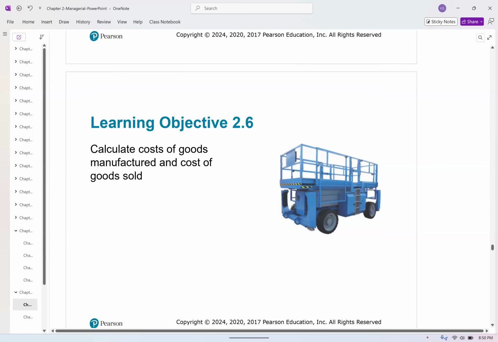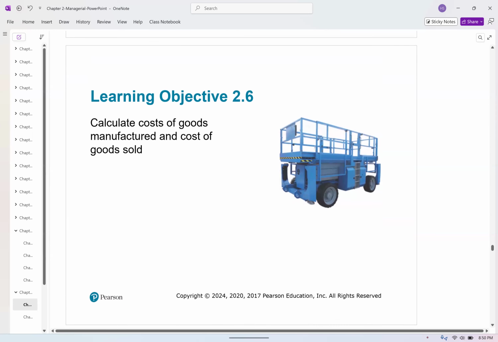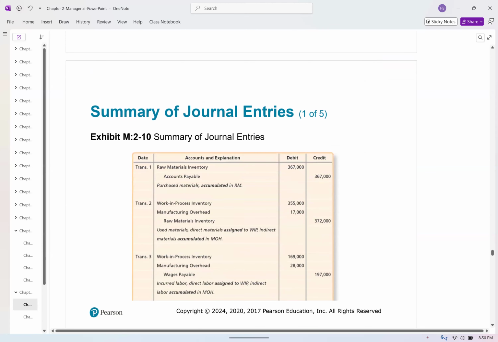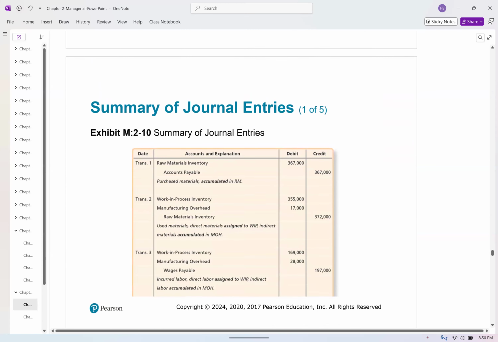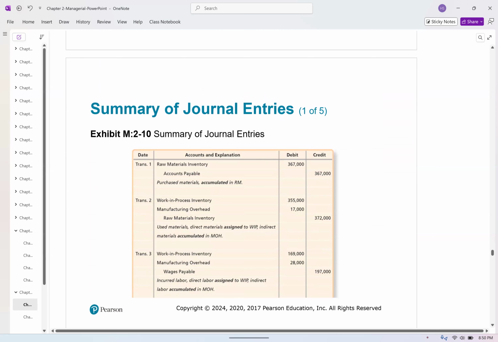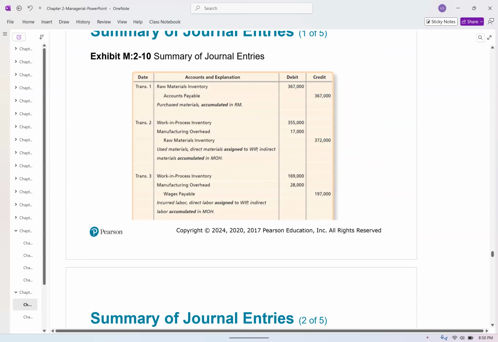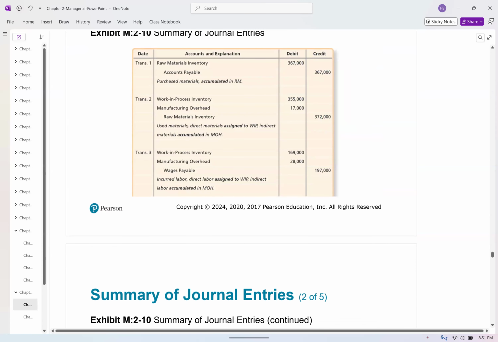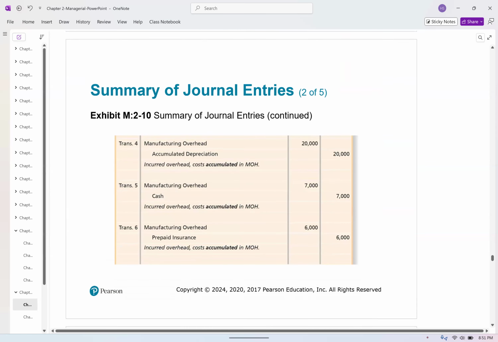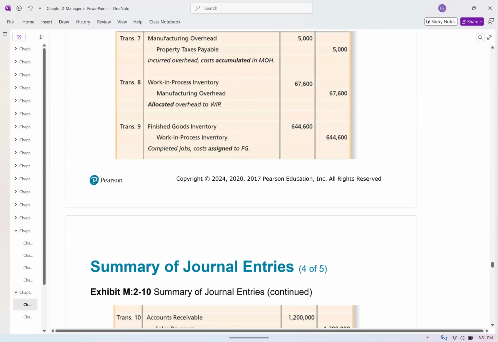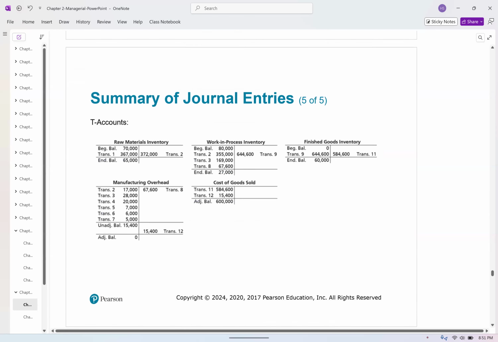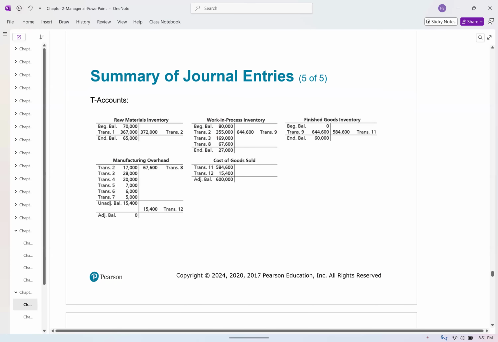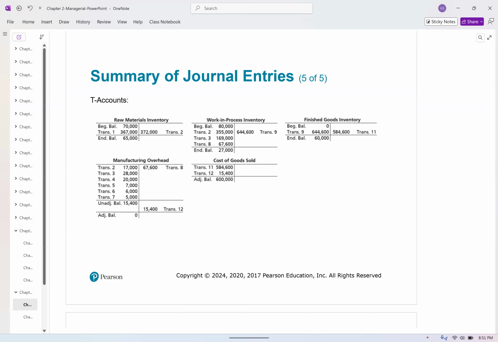All right. So now we're going to look at calculating the cost of goods manufactured and the cost of goods sold. They give us a summary of all of these entries. These are great slides. I would have these out while you're taking your test. We'll talk more about the test the next time we meet. But here is a summary of all of those journal entries we've done in this chapter. And I really like that they give us a summary of the T accounts with all the journal entries, so you can actually see the raw materials, work in process, and finished goods, how it flows in and out of all of those.